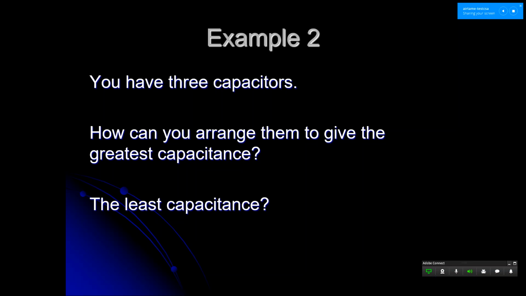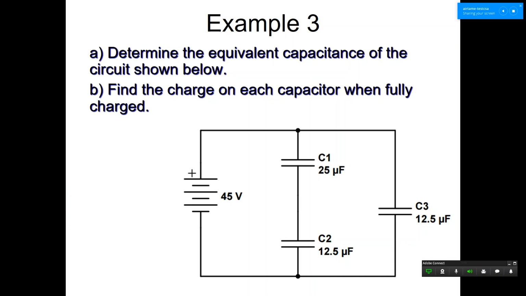You have three capacitors. You want to arrange them in such a way that you have the greatest capacitance. How would you wire them? Parallel. And if you want the least, in series. Okay. So now I want you guys to do this one. Find the capacitance of the circuit below and find the charge. We'll do the A alone and we'll do the B together.